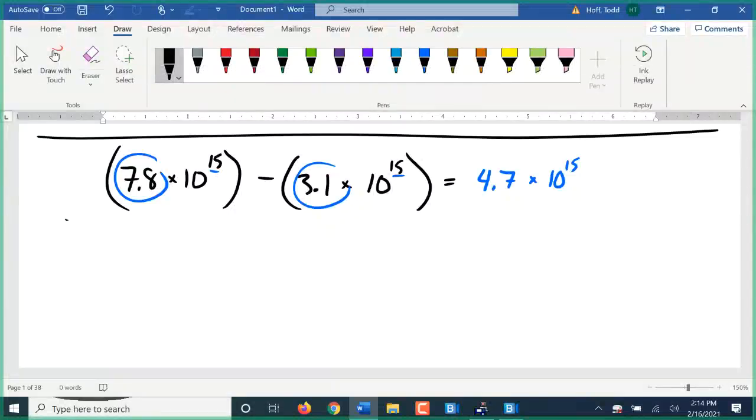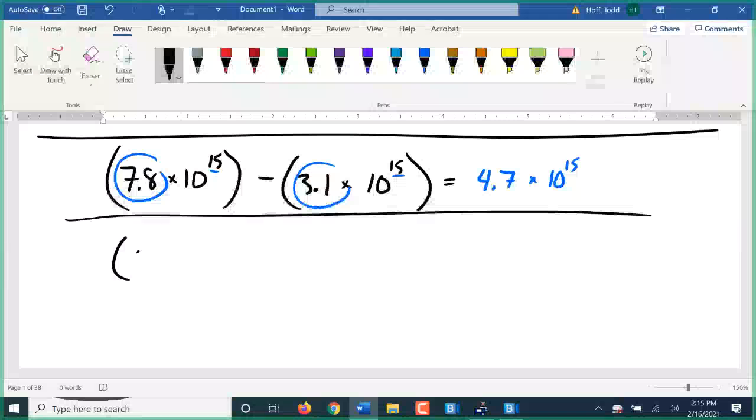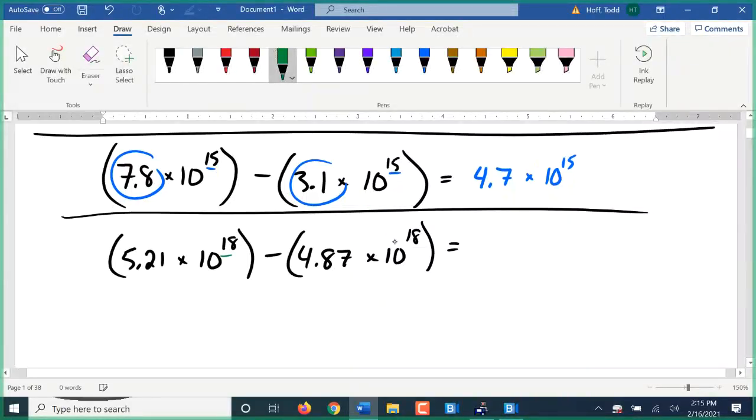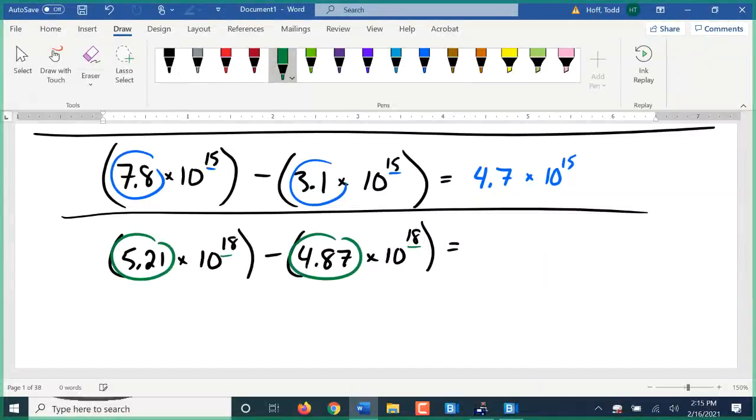Now, not always that simple. We might have something like 5.21 times 10 to the 18th minus 4.87 times 10 to the 18th. We have the same name. Both of these are 10 to the 18th, so we're good there. So let's combine the counts. 5.21 minus 4.87 is 0.34 times 10 to the 18th. We keep that same name.